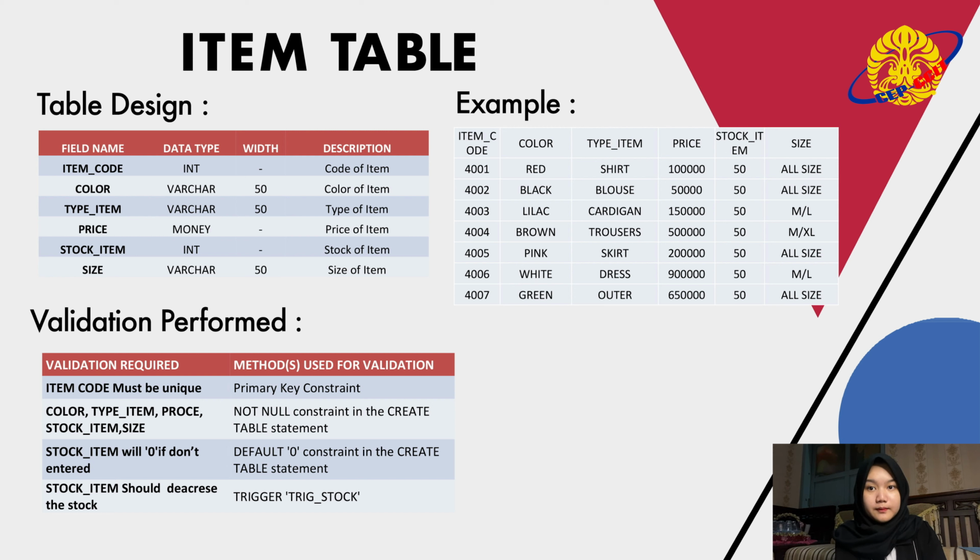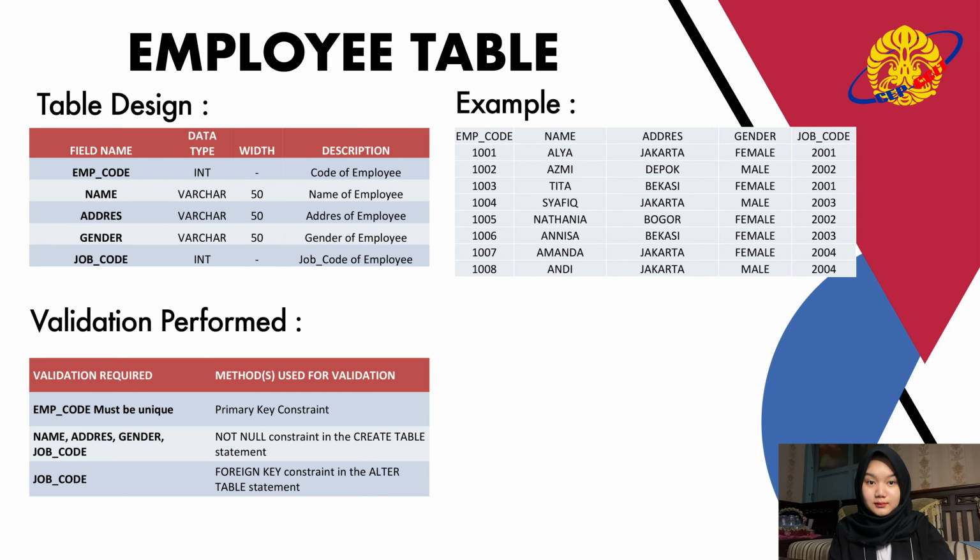Stock item will be 0 if not entered, using a default 0 constraint in the create table statement, and stock item should decrease the stock as a trigger stock. And about the example, you can see in the table that is provided.